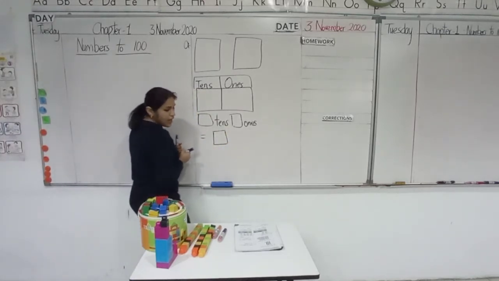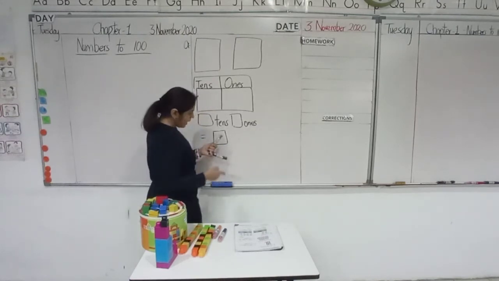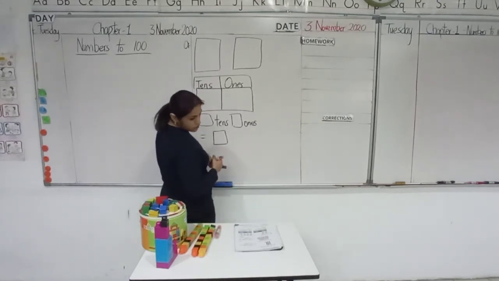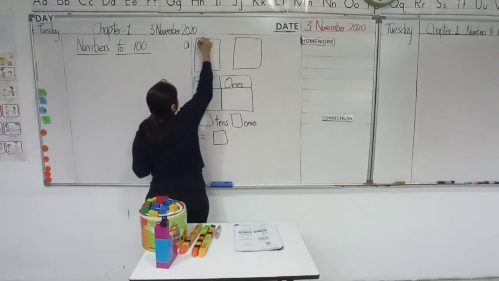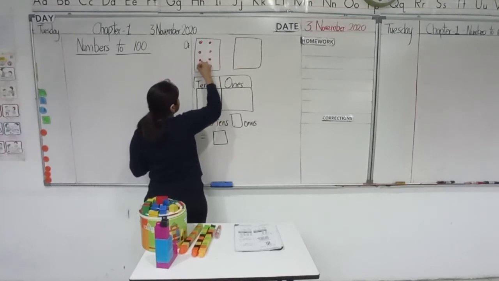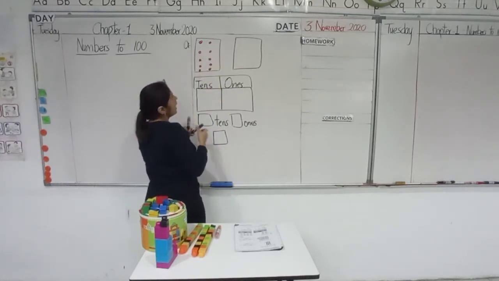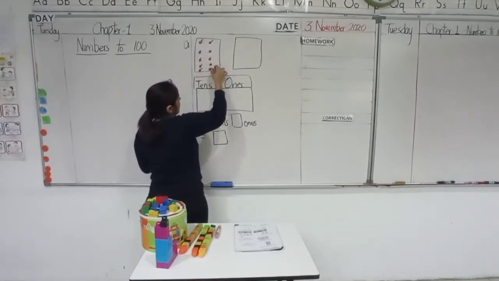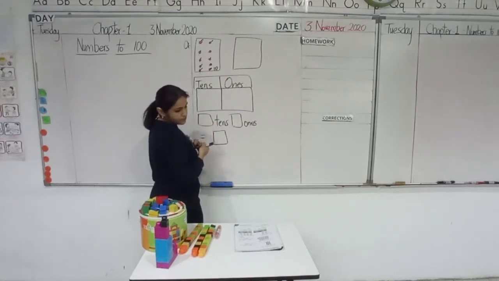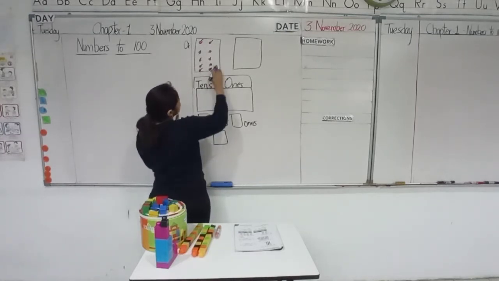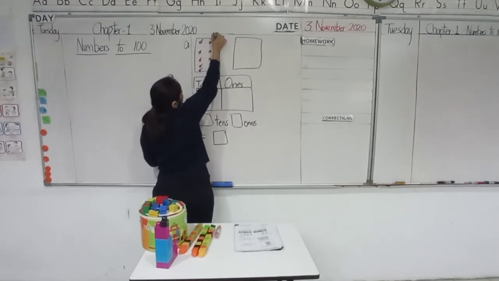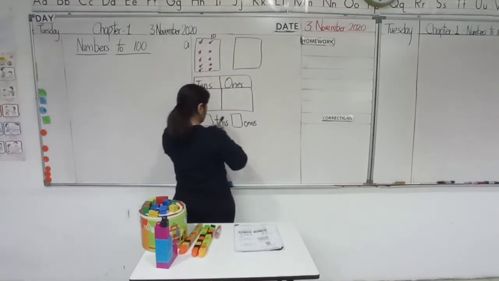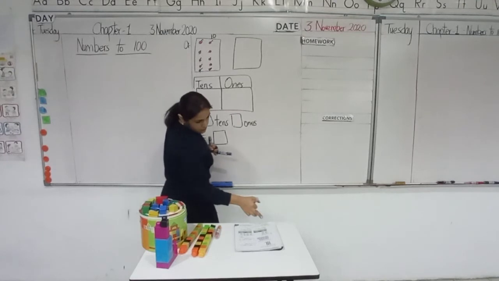Are we ready? How many dots are there? Please count. I want you to count the dots. 1, 2, 3, 4, 5, 6, 7, 8, 9, 10. How will you count? So write down 10. Okay, if there is no space here, you can write on top 10. So another box, how many?